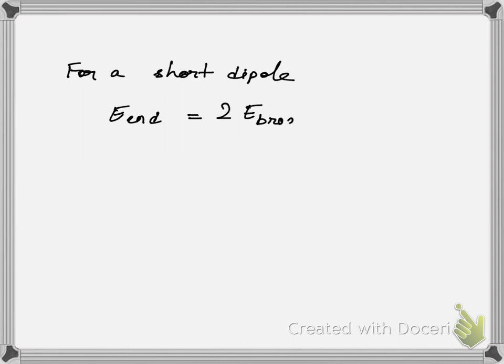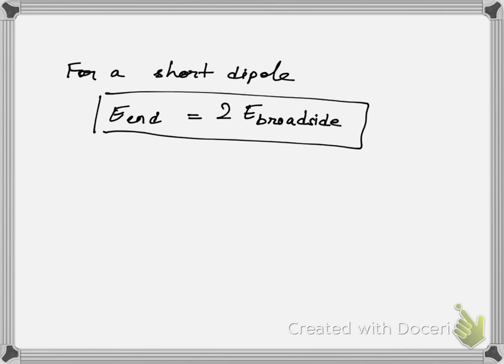That is, for a short dipole, intensity of electric field at end on position is twice the intensity of electric field at broadside position. This is a very important relation that you may use to solve some numericals. So this brings us to the end of our derivations on intensity of electric field for a dipole.